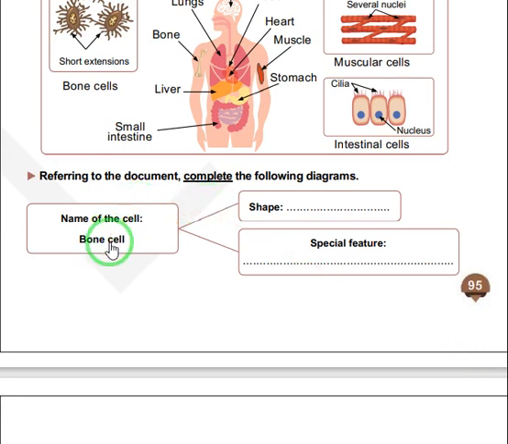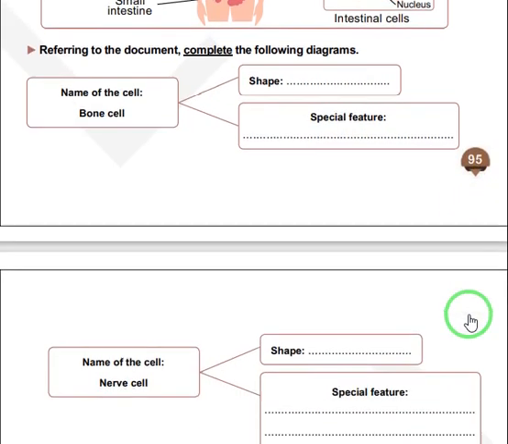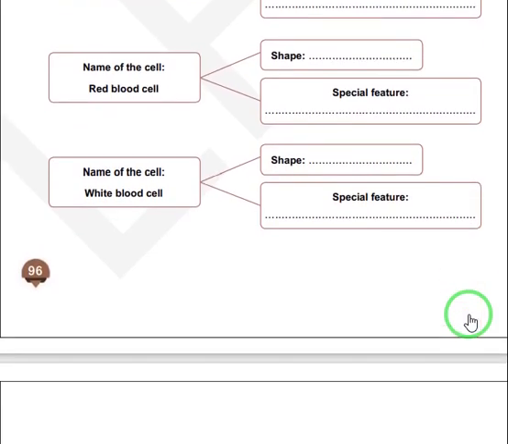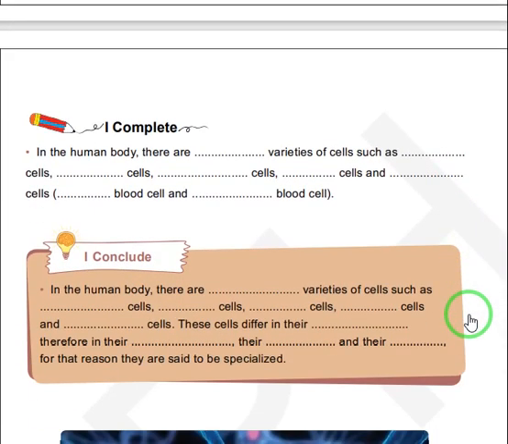After reading the following document, you have to complete these diagrams, you have to name the cell. For example, the first one is the bone cell. How is its shape? Look at the bone cell above. Of course, it has a round shape. Special features means what are the characteristics that are shown in this diagram. The bone cell has short extensions as mentioned in the above document. After reading the document well, you have to fill in all the diagrams, page 96, and solve I complete, page 97.